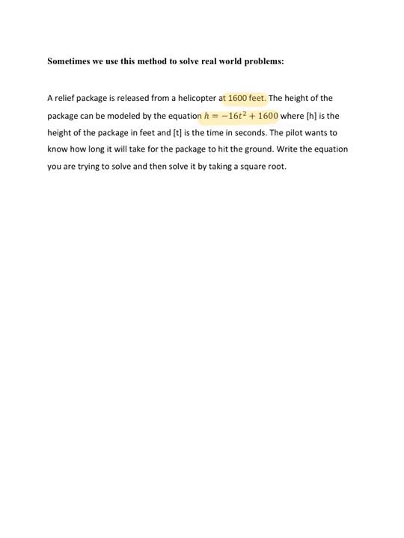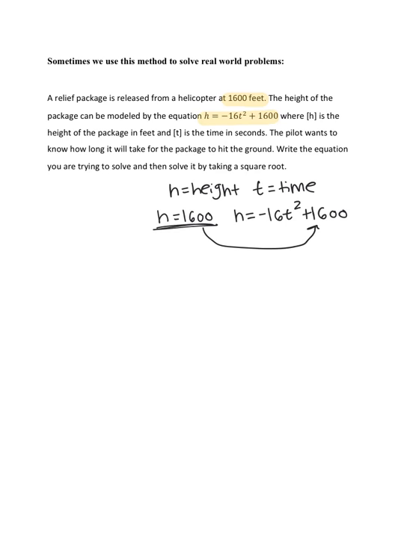So what I know is that H is equal to height. I know that T is equal to time. And I know the package is released when height is equal to 1,600 feet. And this is the equation that's going to be modeling that. Okay, so what we're going to be doing is this: H equals 1,600. That's already been taken care of right here in the equation. What it's asking you to find is time, because it's saying the pilot wants to know how long it will take for the package to hit the ground.